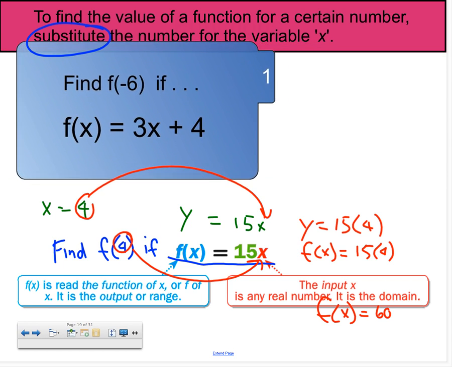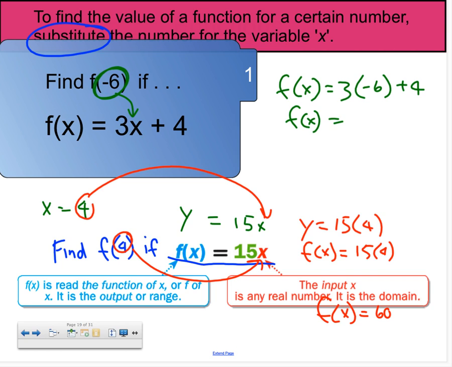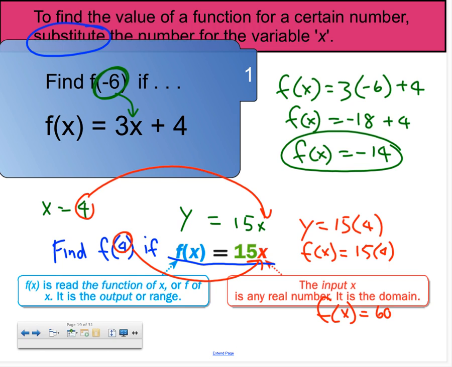Let's try another example. Here they're saying find f of negative 6 if f of x equals 3x plus 4. So I simply take whatever is in these parentheses, substitute it in for x. So when I rewrite this, it's going to be f of x equals 3 times negative 6 plus 4, and then I simply solve. f of x equals negative 18 plus 4, and f of x equals negative 14. And there is your solution. So remember, it's all about substitution.